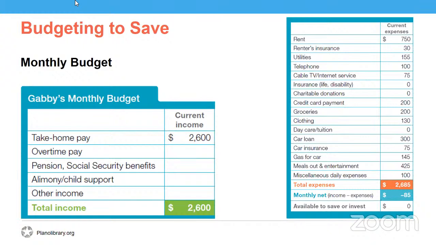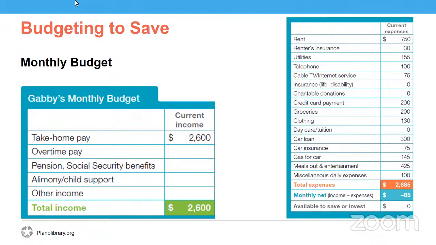For income, she has listed her take-home pay. Now remember, this is not your gross income or your before tax income. This is the money that you take home after your employer takes out taxes, health insurance, retirement, and any other deductions that you might have. The rest will depend on your specific situation. Maybe you receive government benefits like Social Security, and this is the place where you would list those amounts.